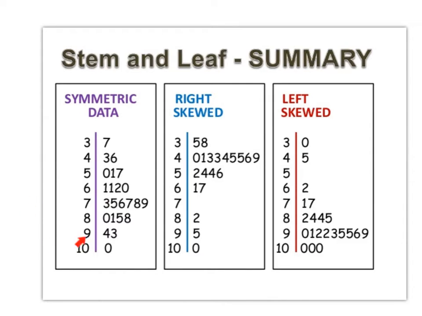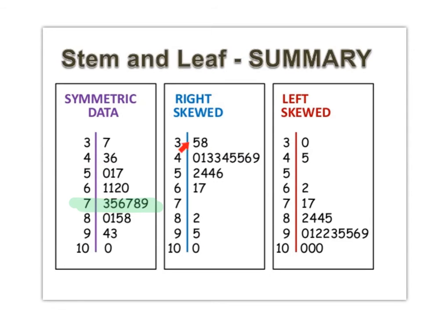So here we have just a summary of stem and leaf. Here's an example of symmetric data. We can see there would be a line of symmetry at around the 7 mark. Above the 7, we have 4 values, then 3 values, then 2, then 1. And below it we have 4, then 2, then 1. So it's quite symmetrical. If you were to turn your head sideways, you can nearly see a line of symmetry, like a mirror line.